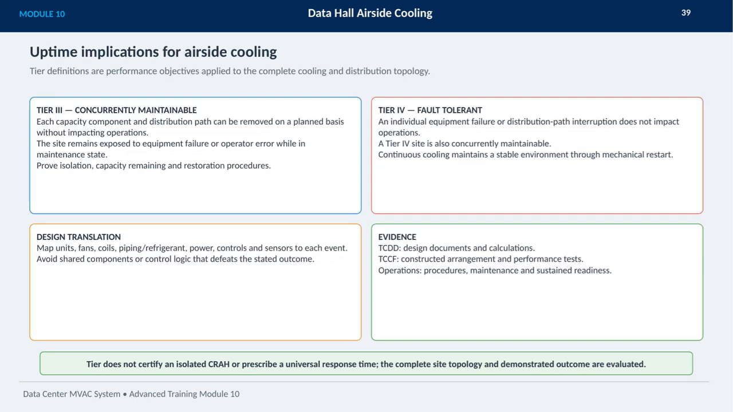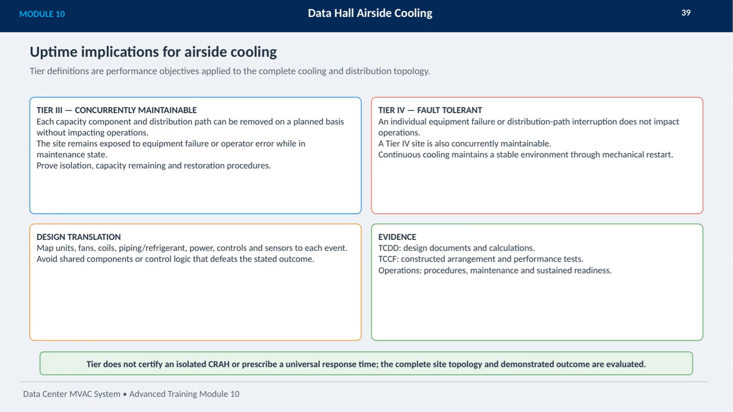This slide focuses on the uptime implications for airside cooling within data centers, specifically referring to Tier 3 and Tier 4 performance objectives. Tier 3, known as concurrently maintainable, means that every capacity component and distribution path can be taken offline for planned maintenance without affecting operations. However, during maintenance, the site remains vulnerable to equipment failure or operator error.